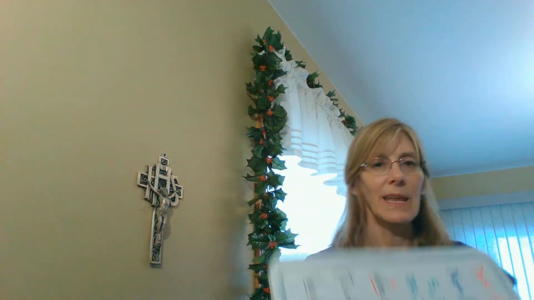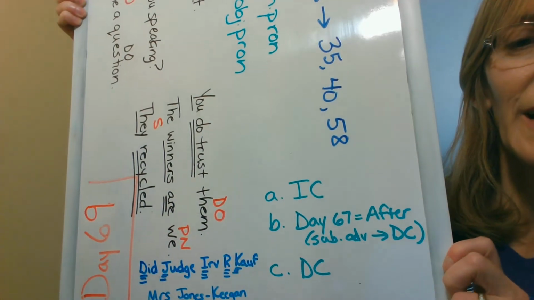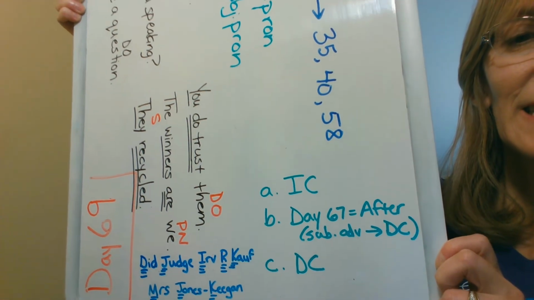All right, for your bonus, what I want you to do is take either B or C and add whatever information you want to add to it to make it an IC. Okay, so here I will show you the answers. It should be IC, DC, DC. And then for your bonus point, for those of you who want one, you're going to make one of those DCs an IC by adding additional information.